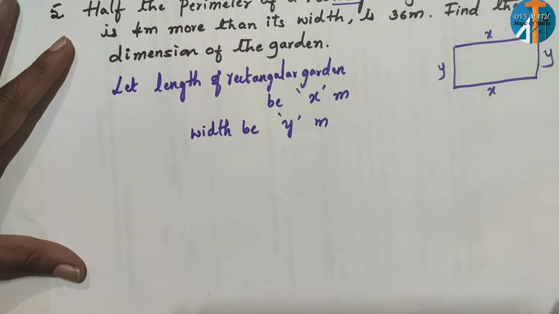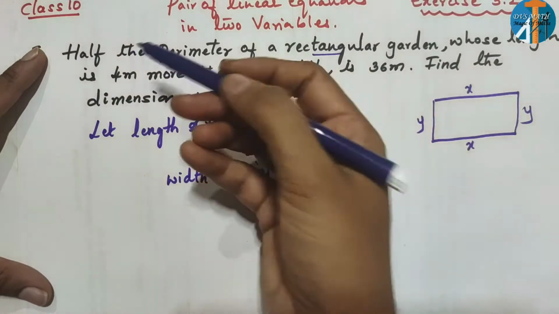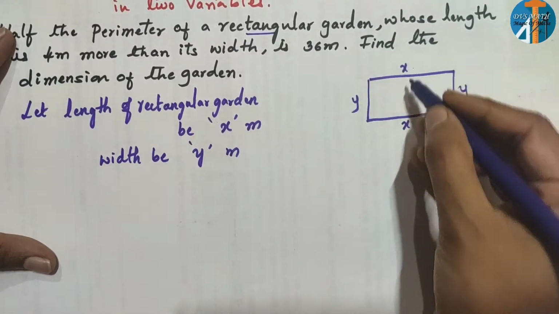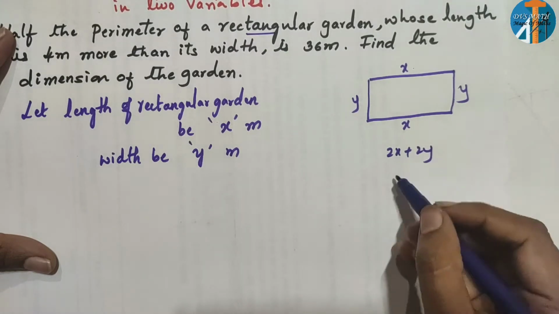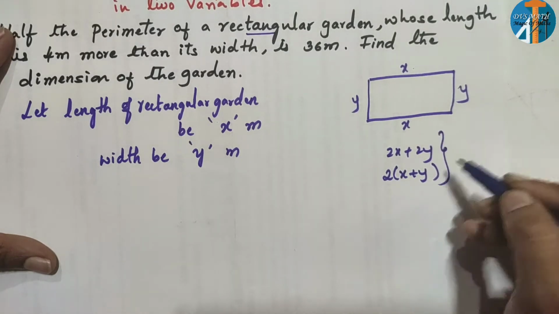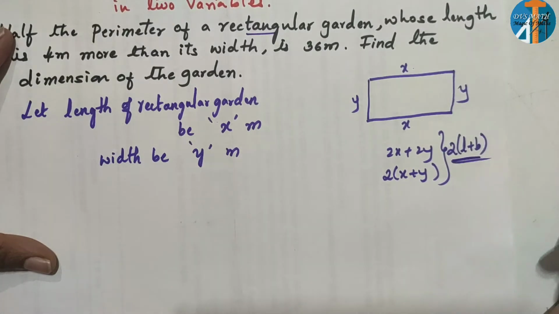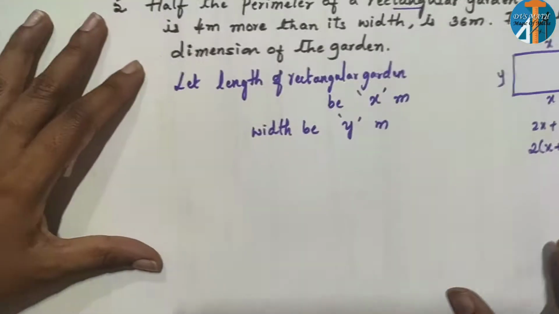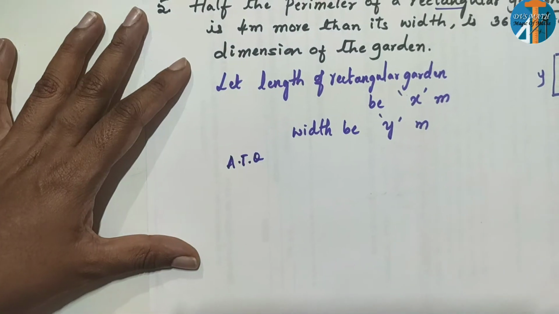First let us consider the first equation, as it is a pair of linear equations, two equations. So first let us take half of the perimeter. Perimeter means the boundary. So how many x do we have? 2x plus 2y, or you can take 2 common as 2 times (x plus y). Generally we write it like this only, 2 times (L plus B). This is the perimeter of a rectangle. So what did we take? L as x, breadth or width as y. So it is according to the question. Just write it as ATQ. ATQ means according to question.